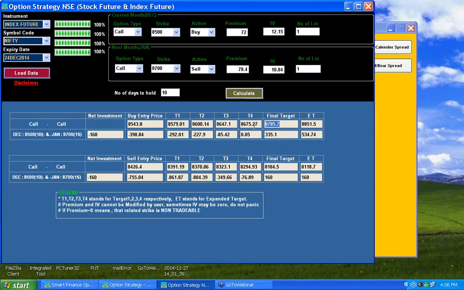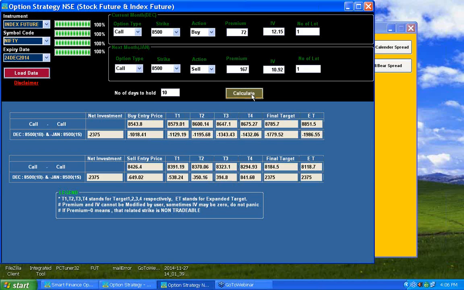Or if Nifty goes to 8,800, I'll have 300 rupees profit in this particular band. Whatever the losses at different levels, it is giving me. I can also have a similar kind of strategy: the same 8,500 call option I am selling for next month and buying for December, selling for January. In that case, how much profitability and liability I will get, that also shows here.